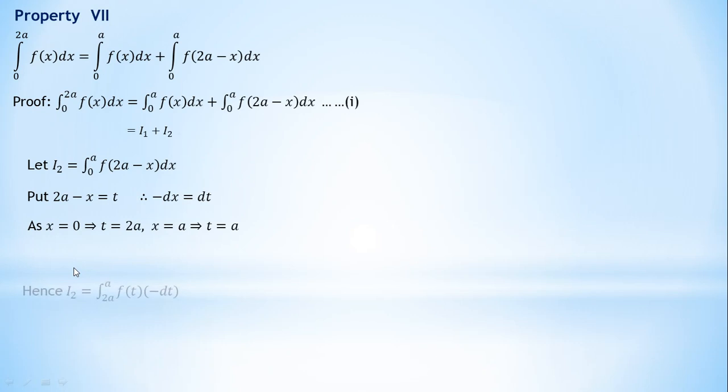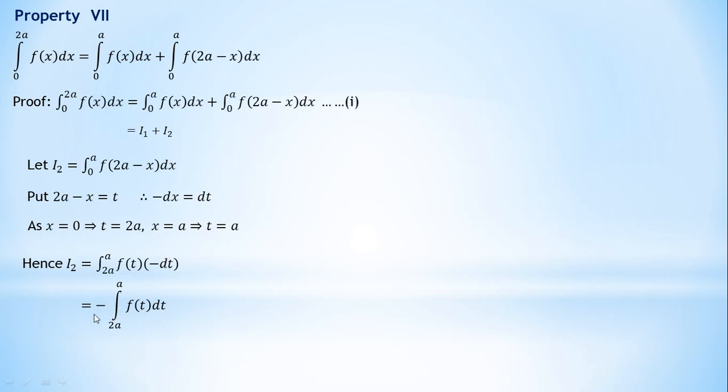So the given integration I2 changes as I2 equal to, now see the limits here. Lower limit will be 2a, upper limit will be a, f of t. See here carefully, 2a minus x is t. So f of t into dx means minus dt. Now by using previous property, first of all take the minus sign outside, into integration from 2a to a, with the limits as they are, f of t dt.